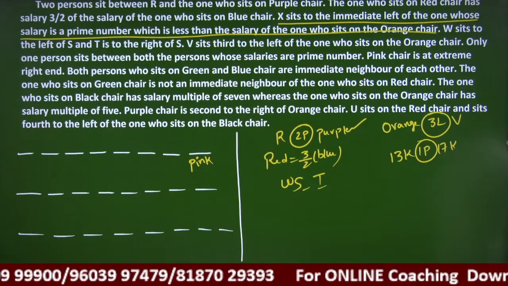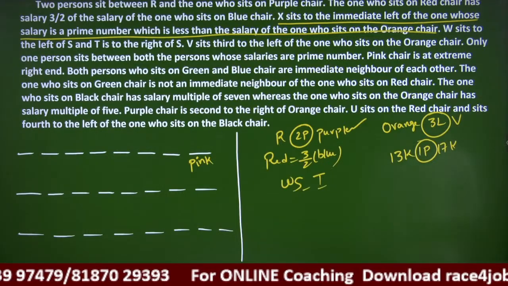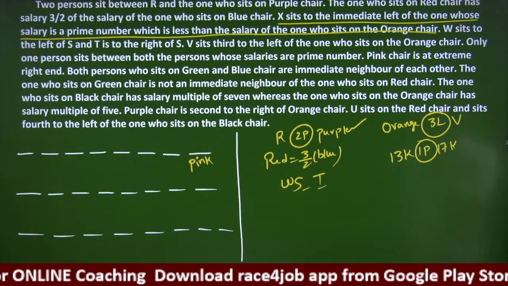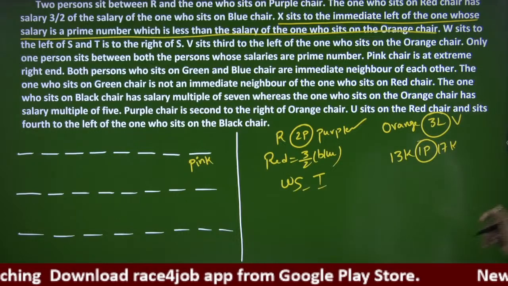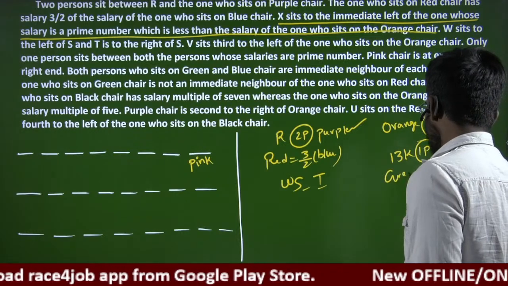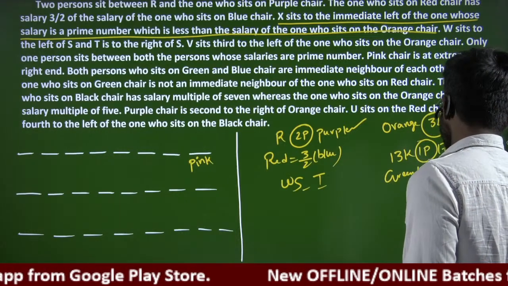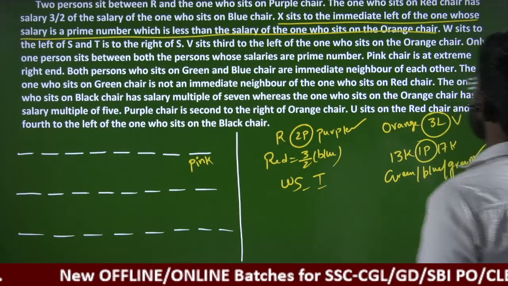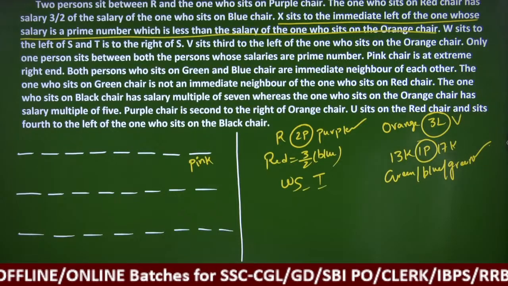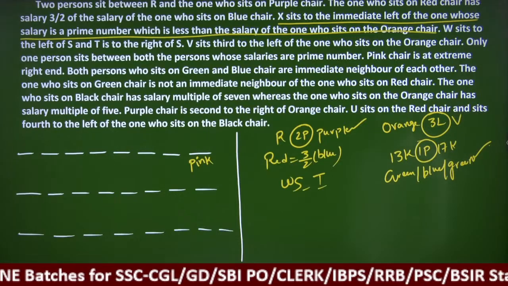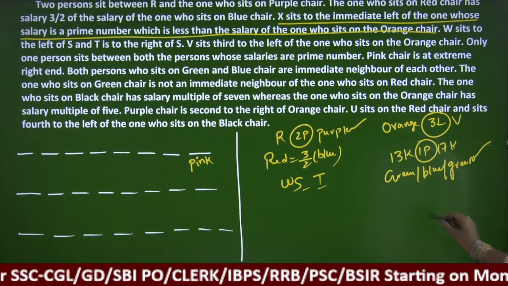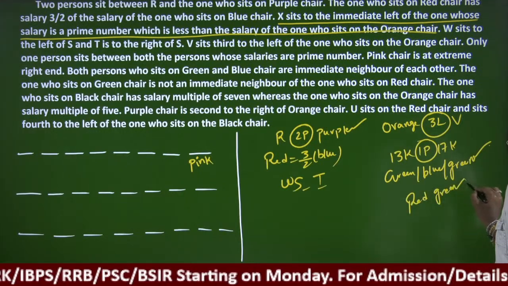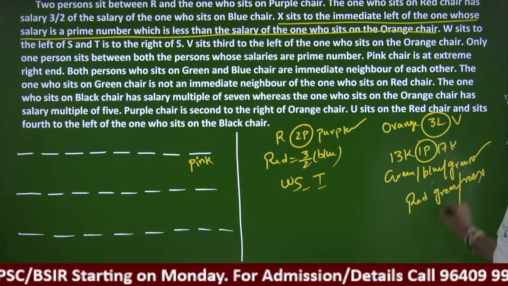Let's see the next one. Both the persons who sit on green and blue are immediate neighbors. Green, blue or blue, green, it can be anywhere. Next, the one who sits on the green chair is not an immediate neighbor of the red chair. Red, green or green, red combination will not be there.